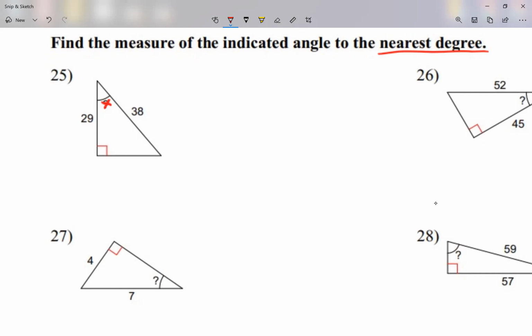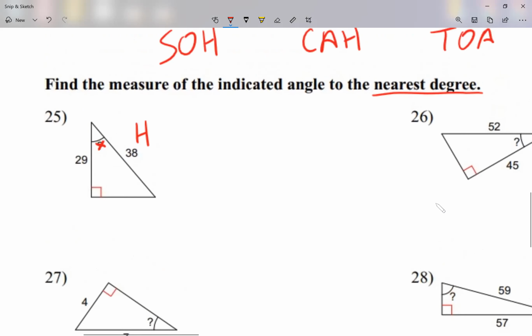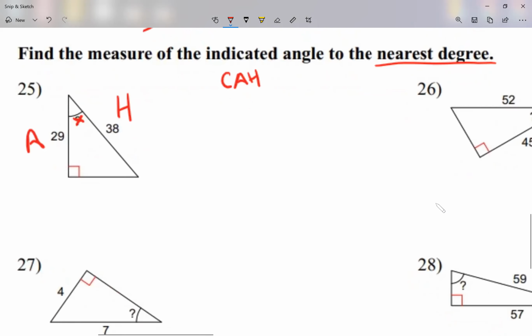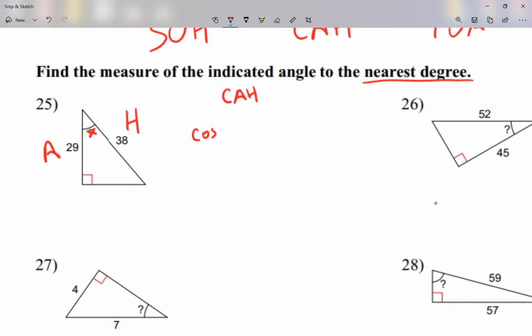Now, let me label the two sides that I have. I have the hypotenuse. Now, the 29, I have to figure out whether it's the opposite or the adjacent. Based on the angle, right, where X is, based on that corner, I'm going to say 29 is the adjacent. So I have A and H, and I'm going to remember the acronym CAH. That means cosine is adjacent over hypotenuse. So I'm going to say in this case, cosine of X, right? I don't know the angle, so it's cosine of X equals 29 over 38.